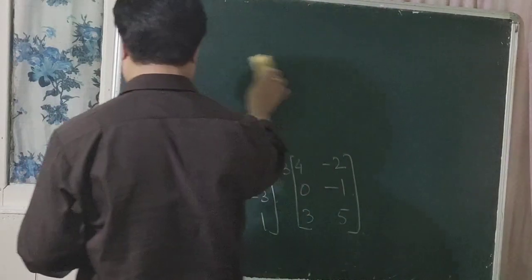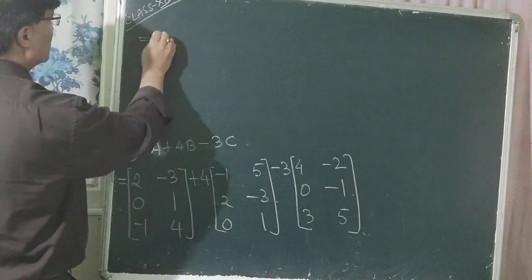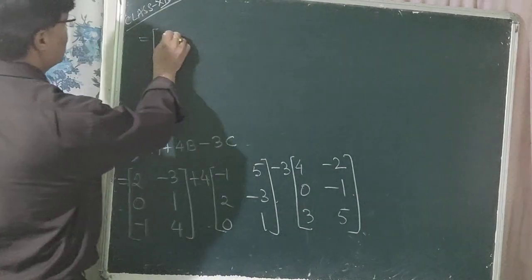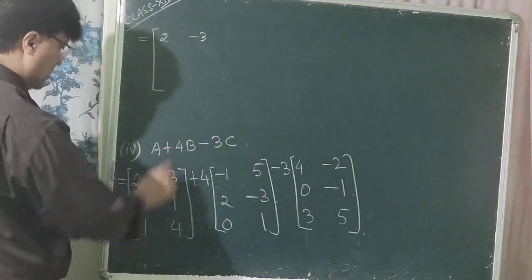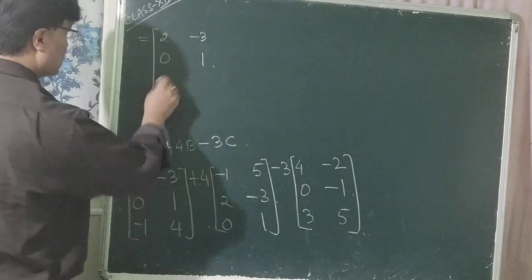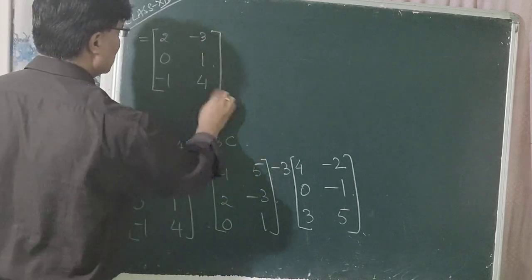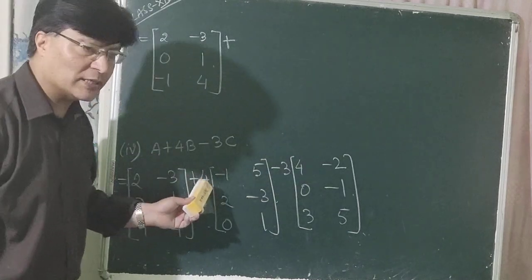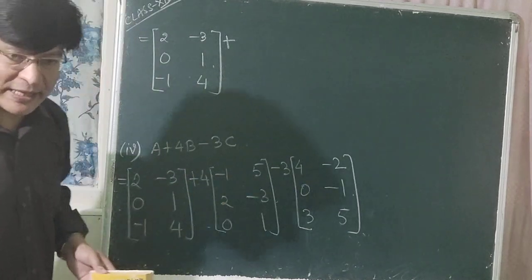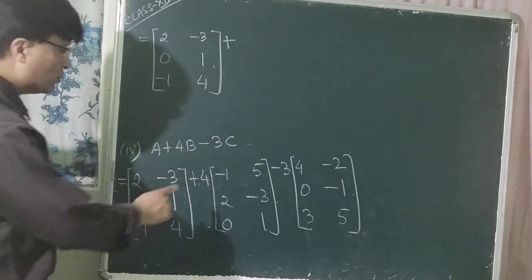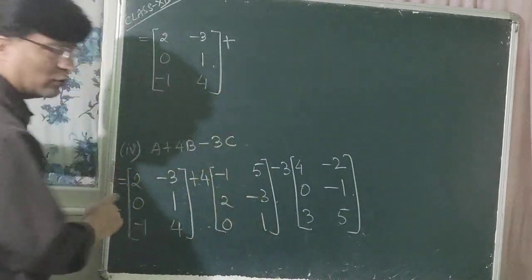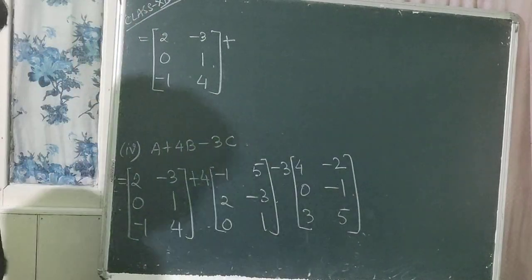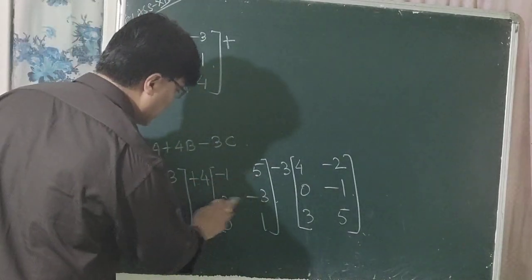So next, which is equal to, let us keep the first term as it is, that is 2 minus 3, 0 1, and this is minus 1 4, right? So let us write here plus sign. And now this 4 is the scalar multiplication of the second matrix B, right? So you have to multiply all these elements by 4. You know scalar multiplication of matrix. We did it just now, isn't it? So let us multiply all these elements by 4.